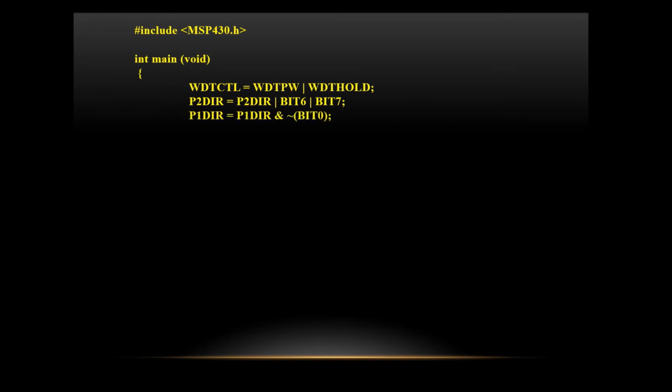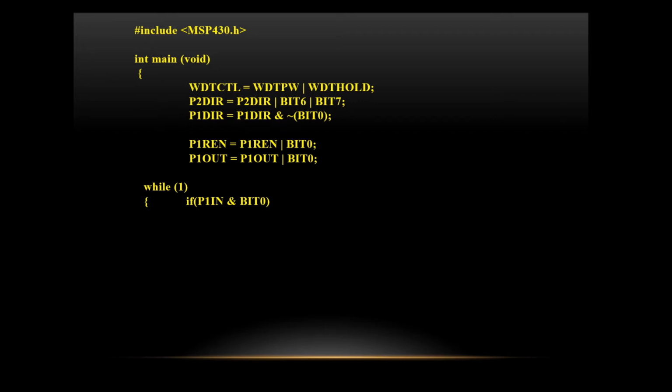In a similar way, we have to make P1.0 an input pin because we are interfacing the micro push button. So we have to use the command P1DIR = P1DIR & ~BIT0. In a similar way, we have to enable the pull-up resistors. So we have to use these two instructions. And after that, we will continuously monitor the P1.0 bit.